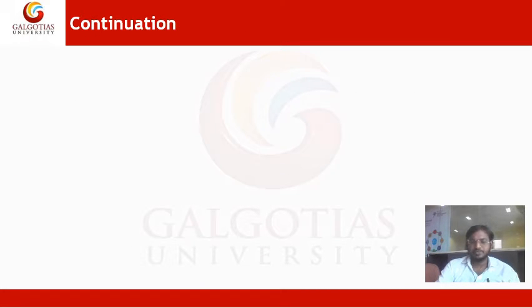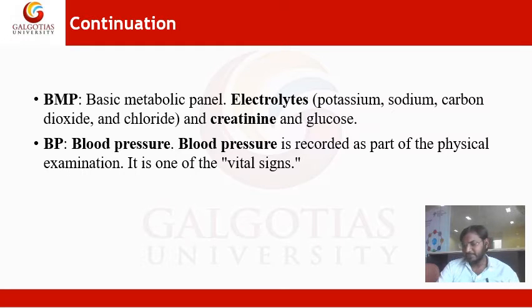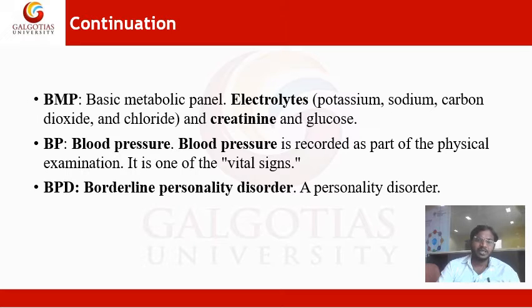And next, BMP, basic metabolic panel. Metabolic activity is checked by the BMP, that is the electrolytes: potassium, sodium, carbon dioxide, and chloride, and creatinine and glucose. These are the basic parameters in the BMP panel. And BP is blood pressure. Simple example, BP blood pressure, and BPD borderline personality disorder. A personality disorder means a thinking or cognitive disorder.